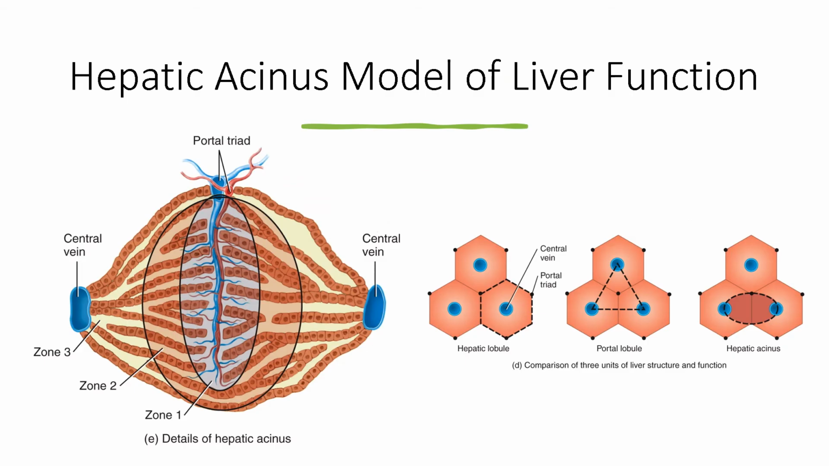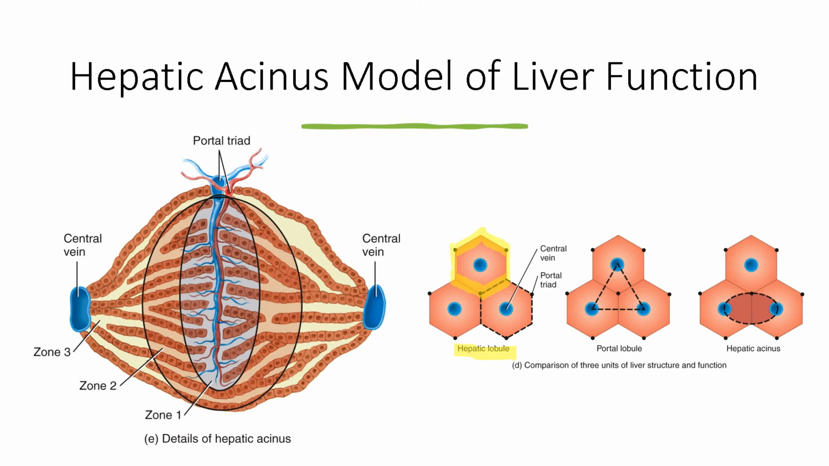The hepatocytes, bile duct system, and the hepatic sinusoids can be organized into anatomical and functional units in 3 different ways. So the first way we have is the hepatic lobule. Now for years, this was thought to be the functional unit of the liver. In this model, each hepatic lobule is shaped like a hexagon. So we can see this hepatic lobule here, shaped like a hexagon.